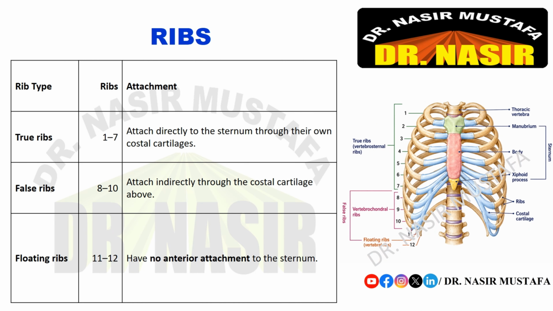Ribs. There are 12 pairs of ribs. They can be classified according to their anterior attachment. True ribs, ribs 1 through 7, attach directly to the sternum through their own costal cartilages. False ribs, ribs 8 through 10, do not attach directly to the sternum. Their costal cartilages connect indirectly through the cartilage above. Finally, ribs 11 and 12 are called floating ribs because they have no anterior attachment to the sternum.